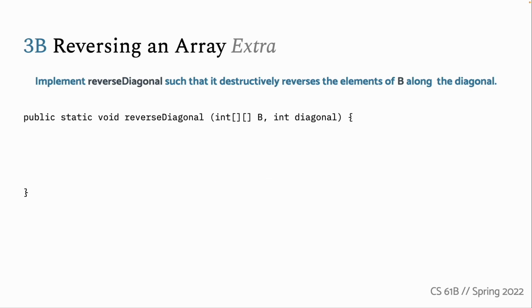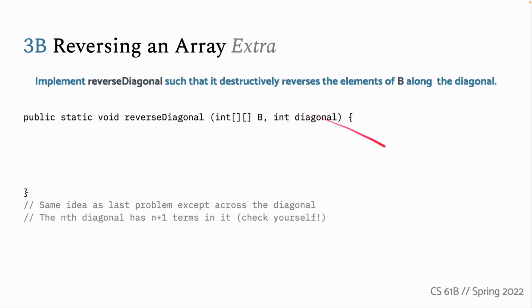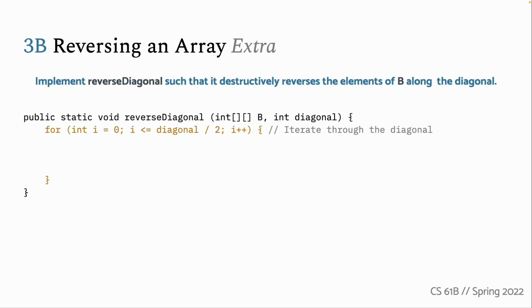Okay, let's do this together. So it's the same idea as the last problem, except it's across the diagonal. So the nth diagonal has n plus 1 items in it. I'm not going to show you how that's true. If you're curious, you can just draw a square and check yourself. But just trust me that it's true.